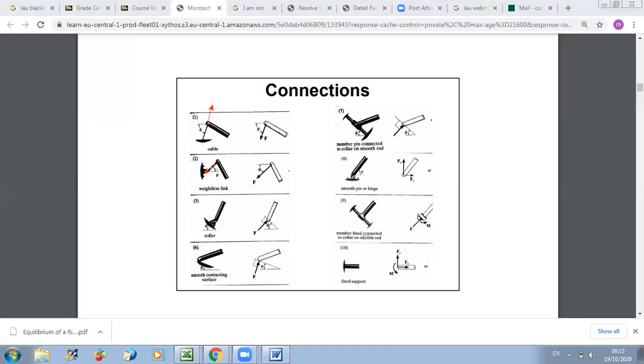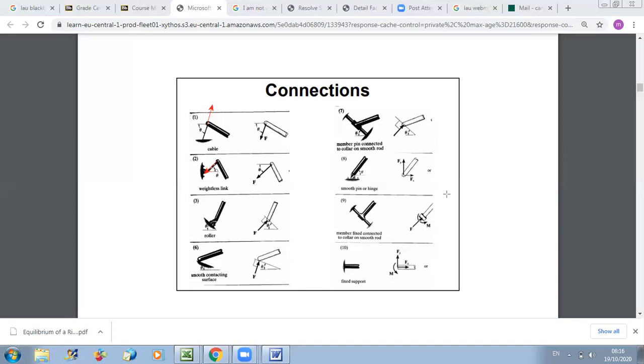Now, another possibility is a member fixed connected to a collar. If you have a fixed member connected to a collar, then what will happen here? Because it's a fixity already, you cannot rotate. But because it's related to a collar, it can slide. So the two reactions will be the force F and the couple M.